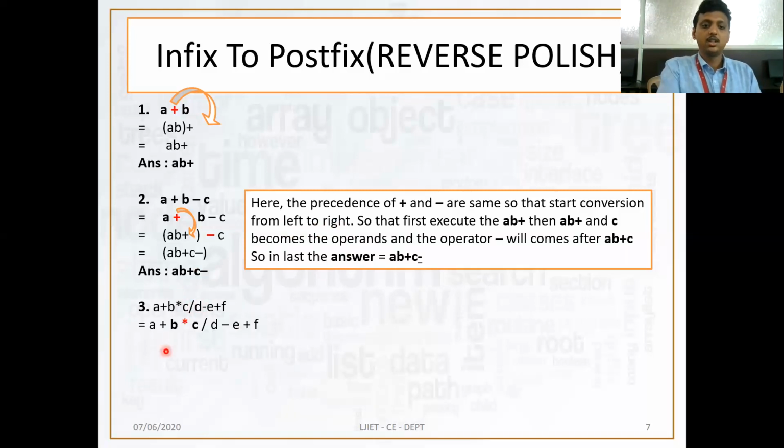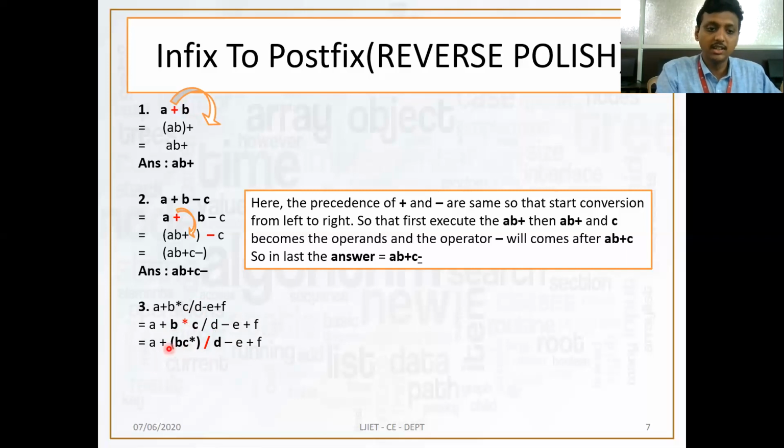So see here, B star C will be executed first. So what happened? It will become B, C, then star. Again, B, C, then star. Okay, B C star. Star is completed. Star is executed.